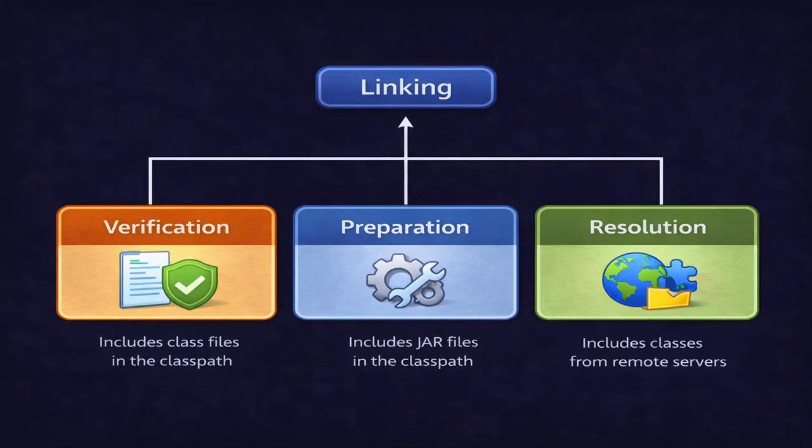So what is linking? Linking is the process where the JVM checks, prepares and connects the loaded classes so they are ready to run. As you can see here, linking is categorized into three types: verification, preparation and resolution. Let's see each of these topics in detail ahead.